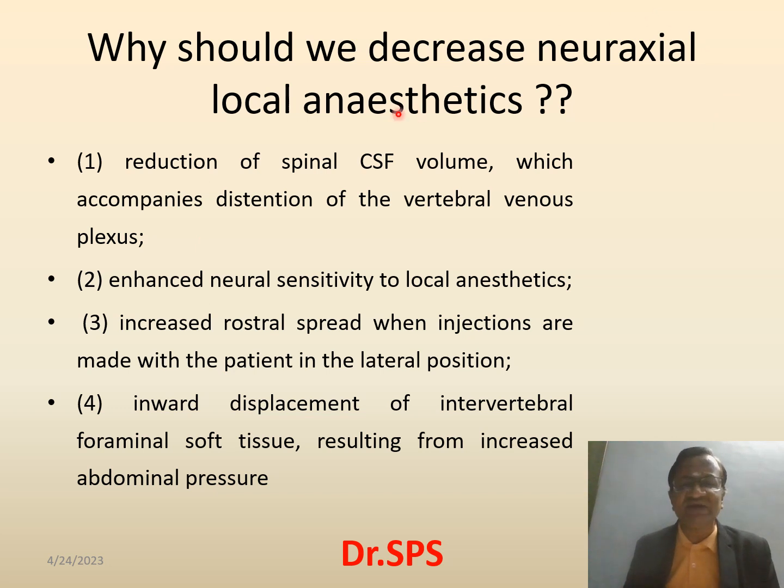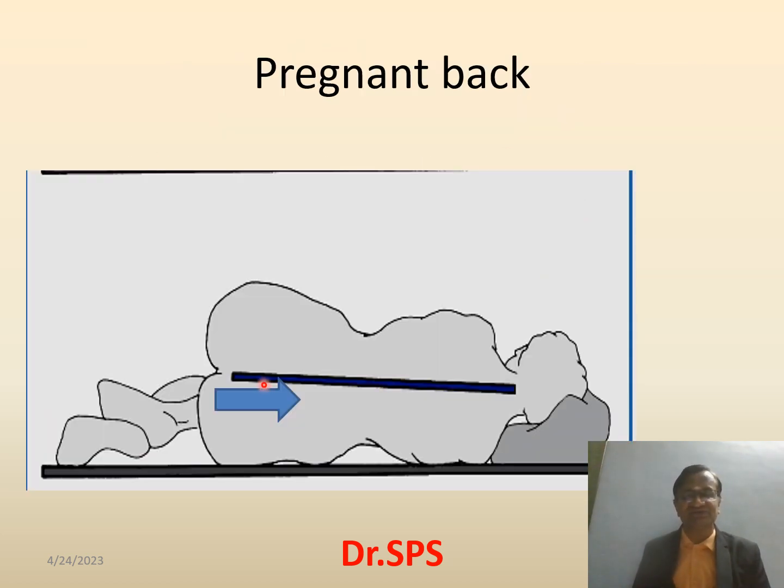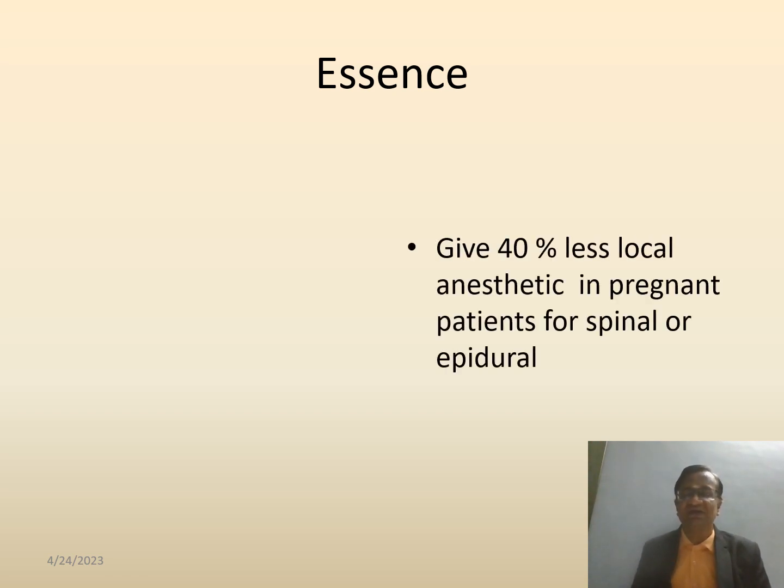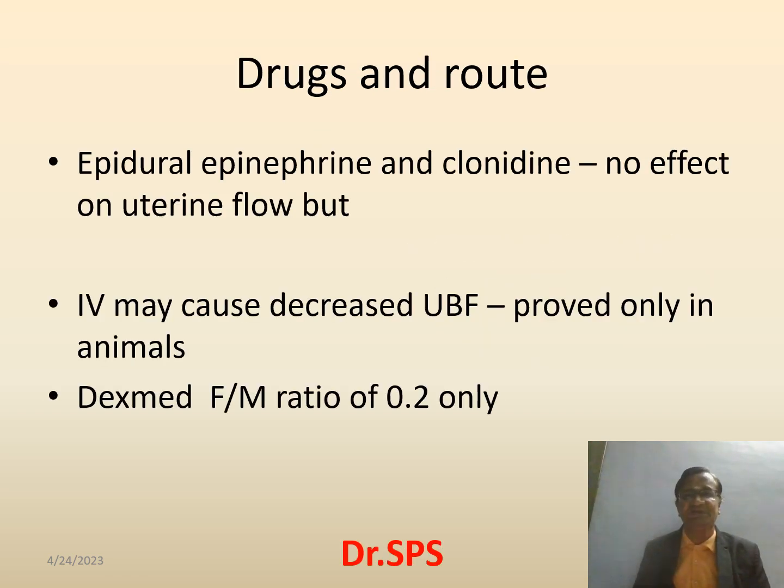Why should we decrease neuraxial local anesthetics? Reduction of spinal CSF volume, enhanced neural sensitivity, increased rostral cranial spread when injections are made with patients in the lateral position, inward displacement of the intervertebral foramen resulting from increased intra-abdominal pressure. All these make you need decreased local anesthetics. So in the pregnant back, you see, more rostral spread is favorable in the lateral position. So what is the essence? Give 40% less local anesthetic in patients with spinal or epidural.